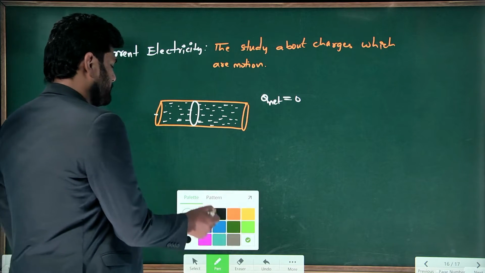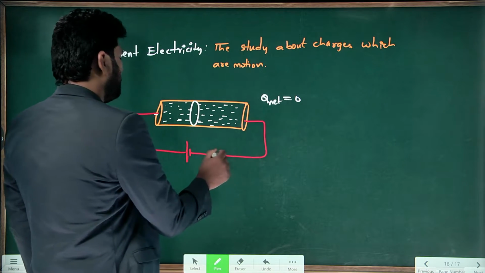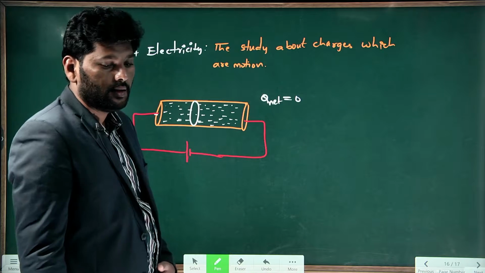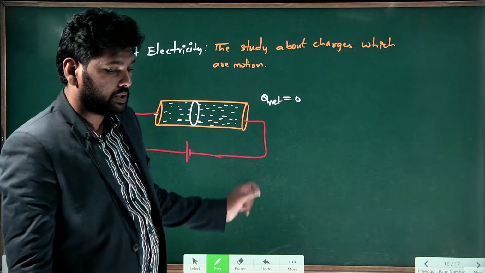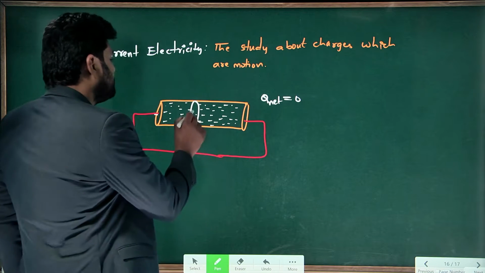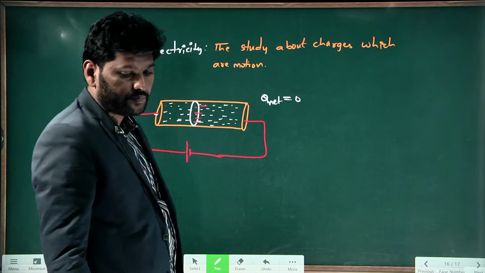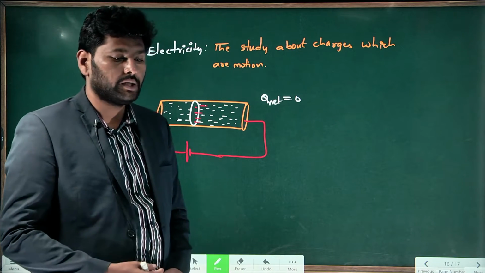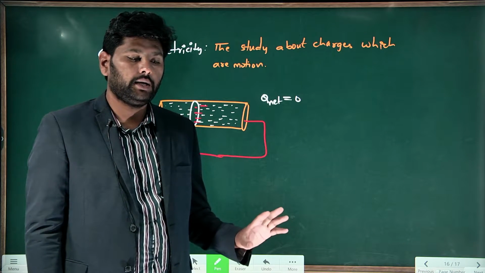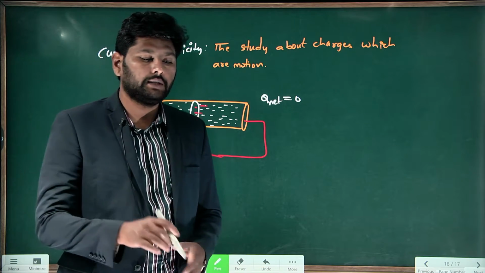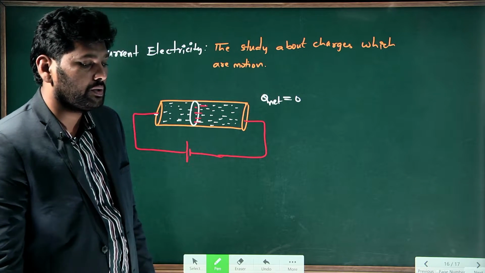But if I connect the power source, what is the power source here? The power source is nothing but a battery, cell, or power supply. When you connect the power source to the conductor, the charges cannot move in random directions. When the source is not connected, the charges move randomly. But when you connect the source, the charges move in a particular direction, which is called ordered motion.